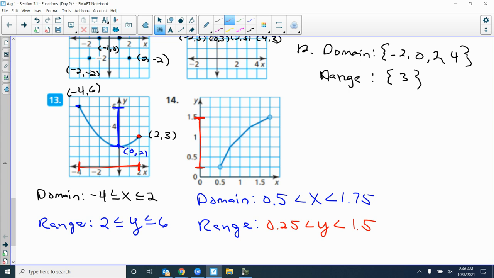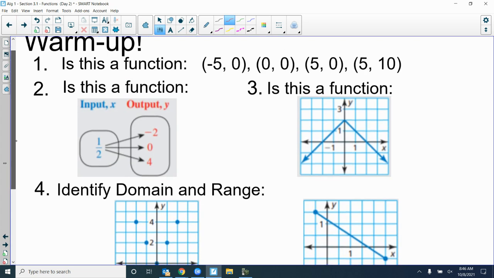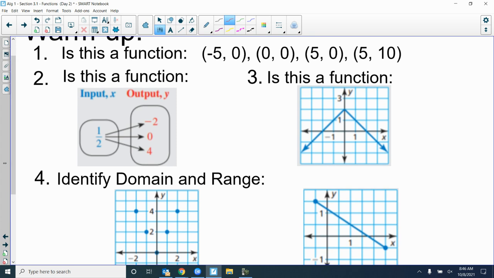All right, now write on your homework. I want you to do the warm-up. I'll move it in a second. So let's see what we figured out. And I'll move that up here in a second so you can see number 4.